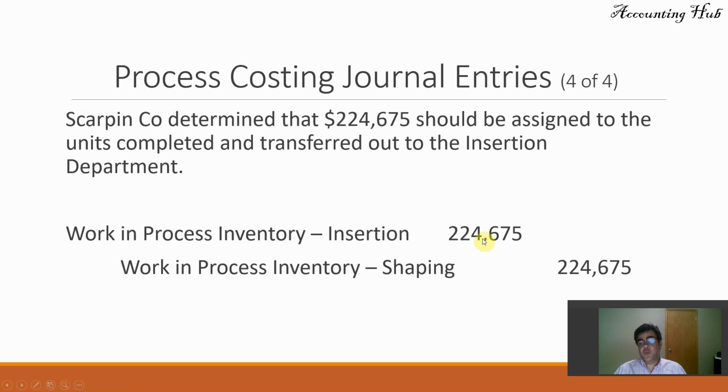And the last one, we finished it, we finished the shaping, and we are moving these products completed transferred out to insertion department. So Scarping Corporation determined that 224,675 should be assigned to the units completed and transferred out to the insertion department. So we are moving from one work in process inventory to the other work in process inventory. So work in process inventory, insertion, work in process inventory, shaping.